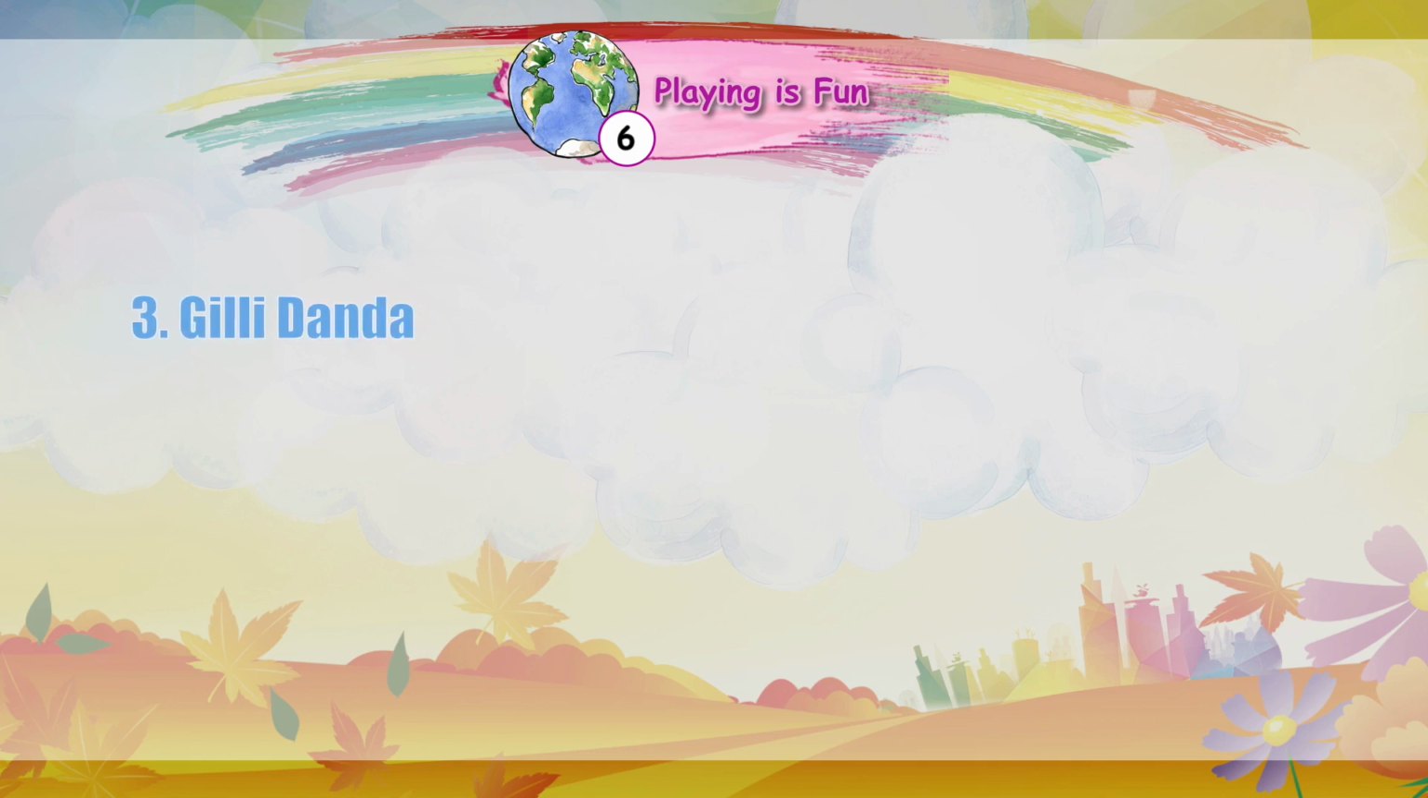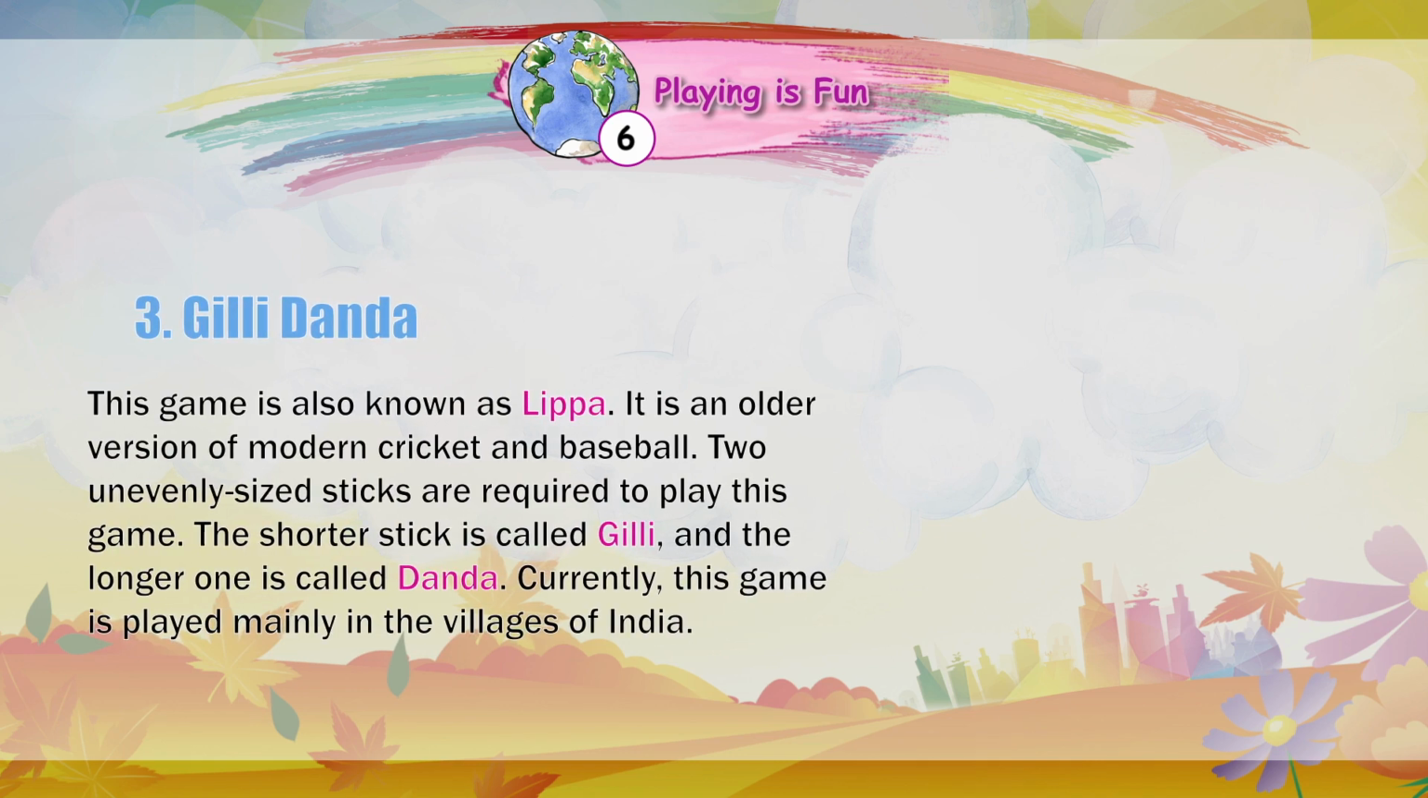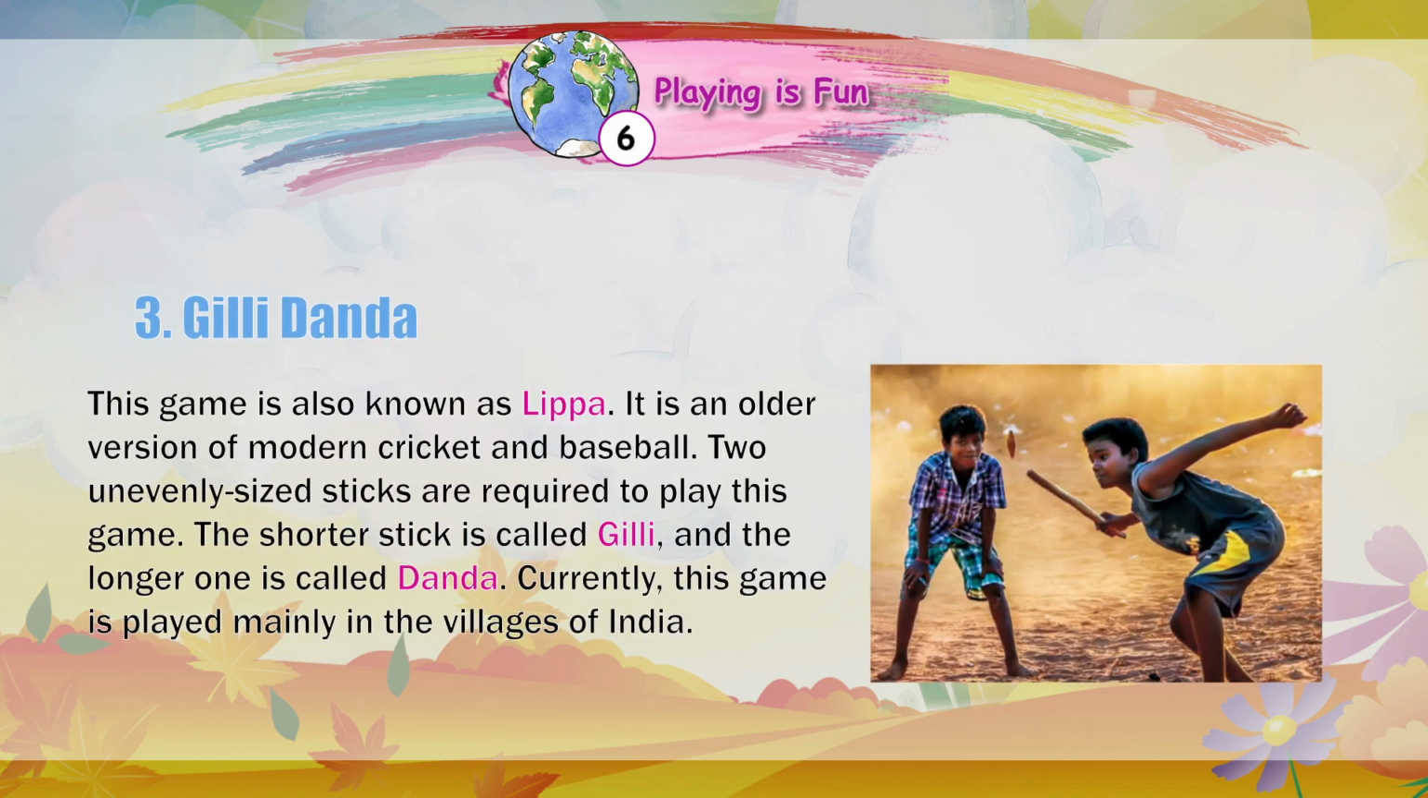Gilli Danda. This game is also known as Lippa. It is an older version of modern cricket and baseball. 2 unevenly sized sticks are required to play this game. The shorter stick is called Gilli and the longer one is called Danda. Currently, this game is played mainly in the villages of India.